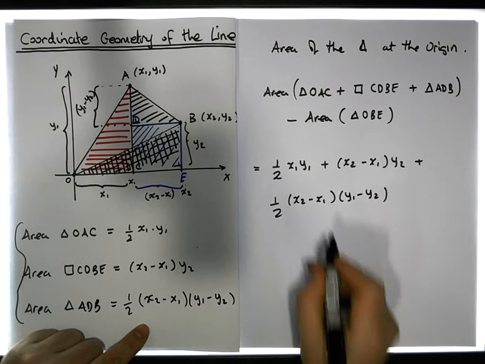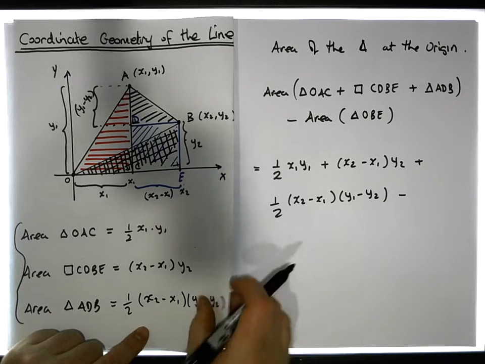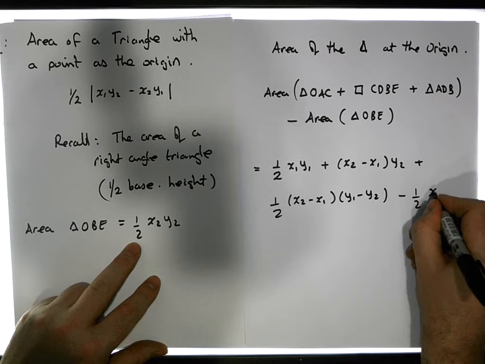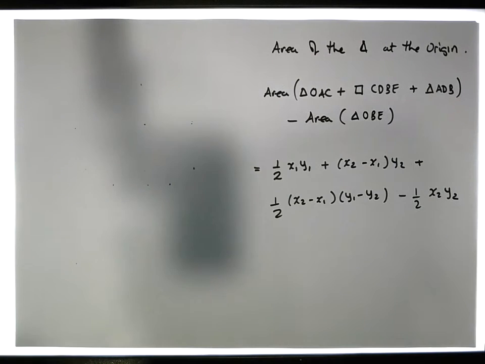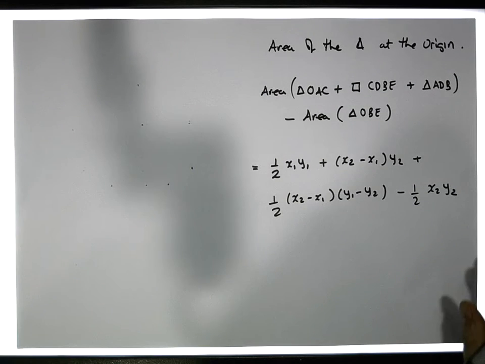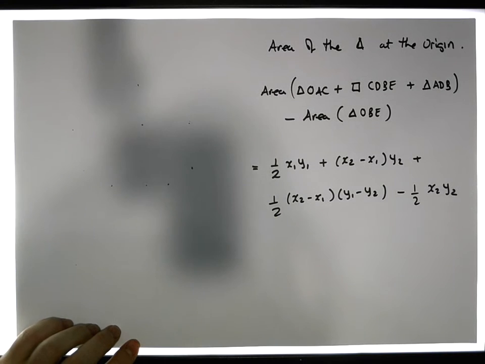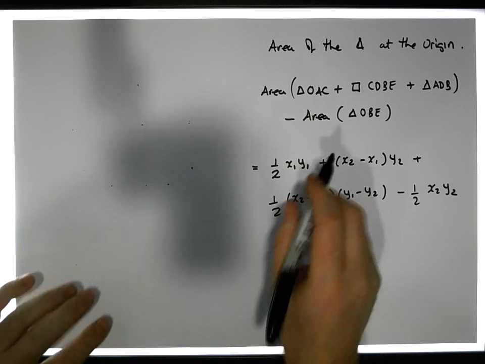And we then take away the area of this triangle OBE, which we calculated, so it's minus a half times x2 y2. So all we have here now is we can just apply some algebraic manipulations. Let's just multiply out the brackets. So let's see what we have here. I'm going to do this in a bit of a convoluted way.